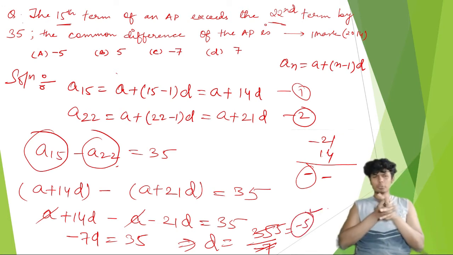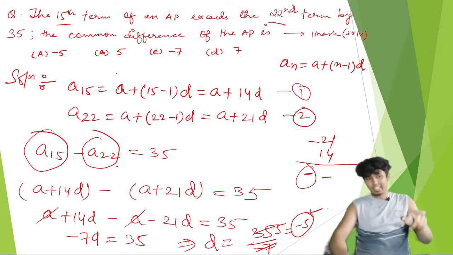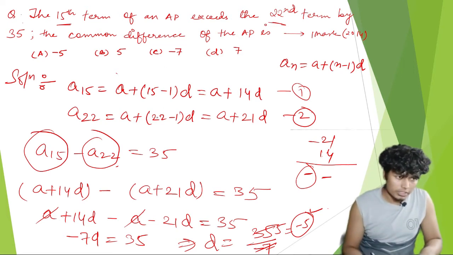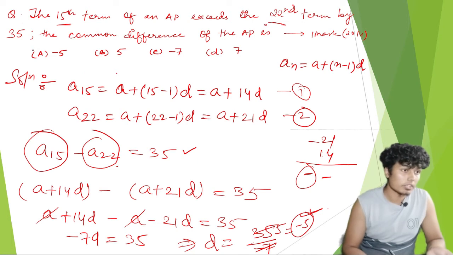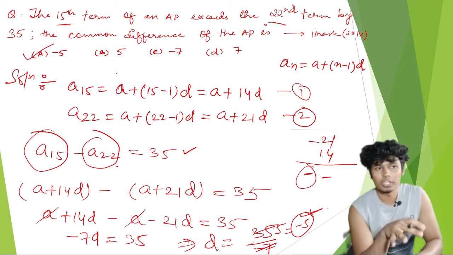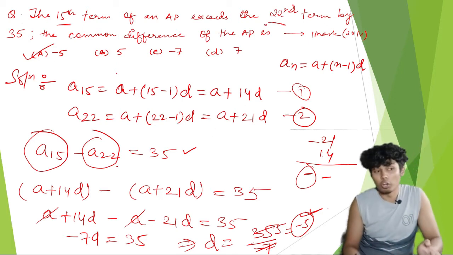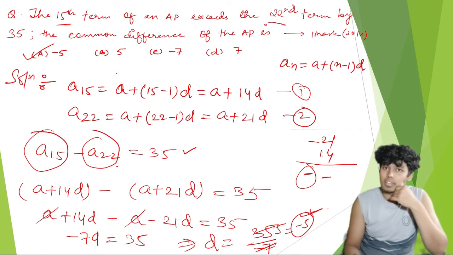I hope it is clear to you. As you can see on the screen how I calculated, we got the value of D from this equation. What do we need to find out? The common difference of an AP. We got the value of D, that is minus 5. So this is the answer. It's simple. I thought we needed to find the value of A1, but no need. We just need the value of D, which we got by taking A15 minus A22, which is equal to 35. And we got the answer: D is equal to minus 5.